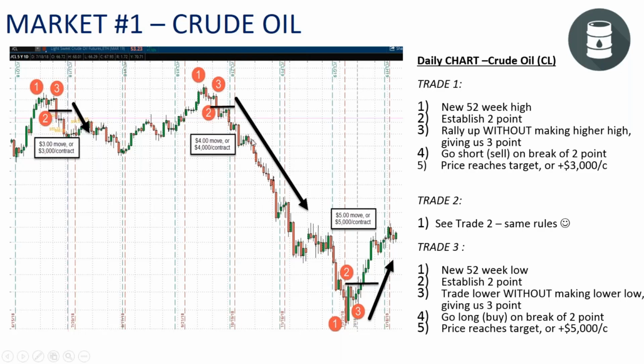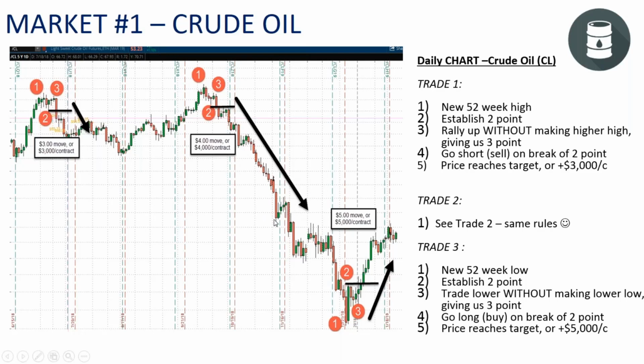Then we ended up moving down, and moving down hard. In fact, this move traded down over $20,000 per contract. We didn't catch that entire move, but we caught a large chunk of it, all by trailing our stops until we either got a reversal or we were stopped out.